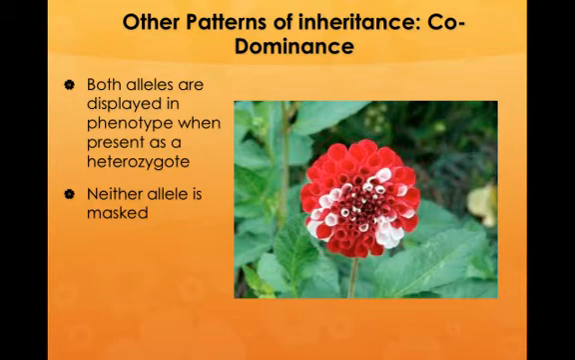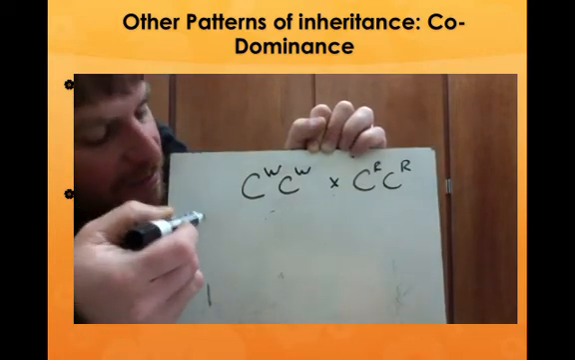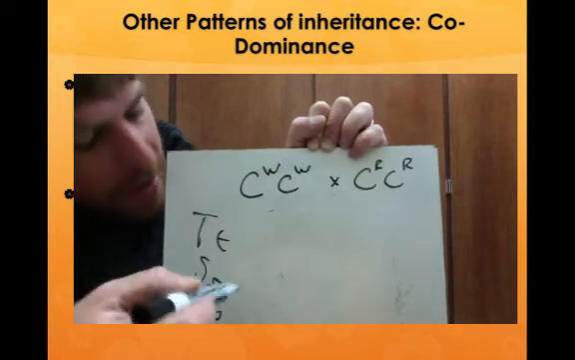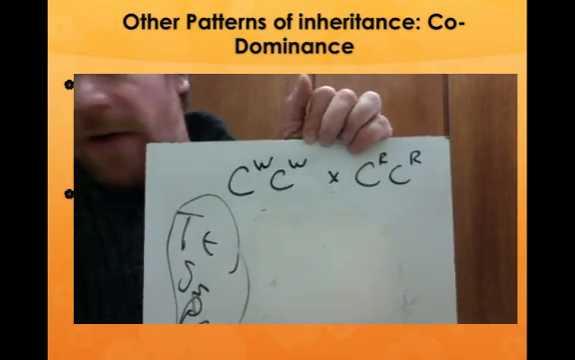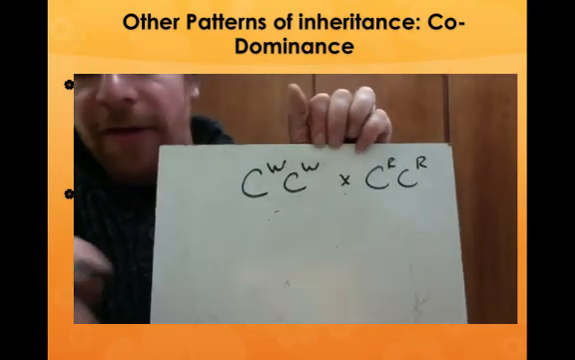So there's a few other patterns of inheritance here. One of them is called codominance, where neither allele is dominant over the other. In examples of codominance, when both alleles are present, the heterozygote shows the phenotype from both alleles. Before, we had things like big T, small t, big S, small s, big P, small p, and this is only when one allele is more dominant than the other. Codominance is a little bit different, in that both alleles display their phenotype in the heterozygote.